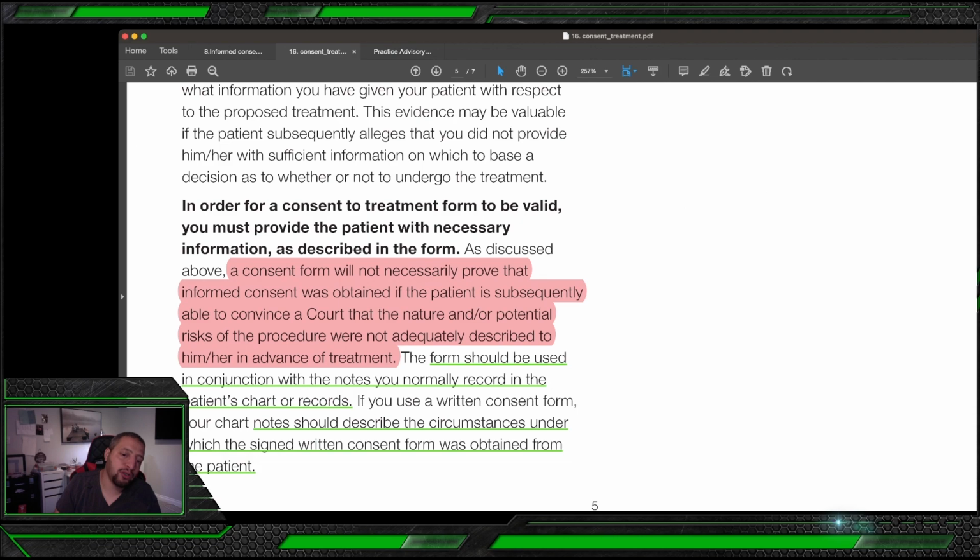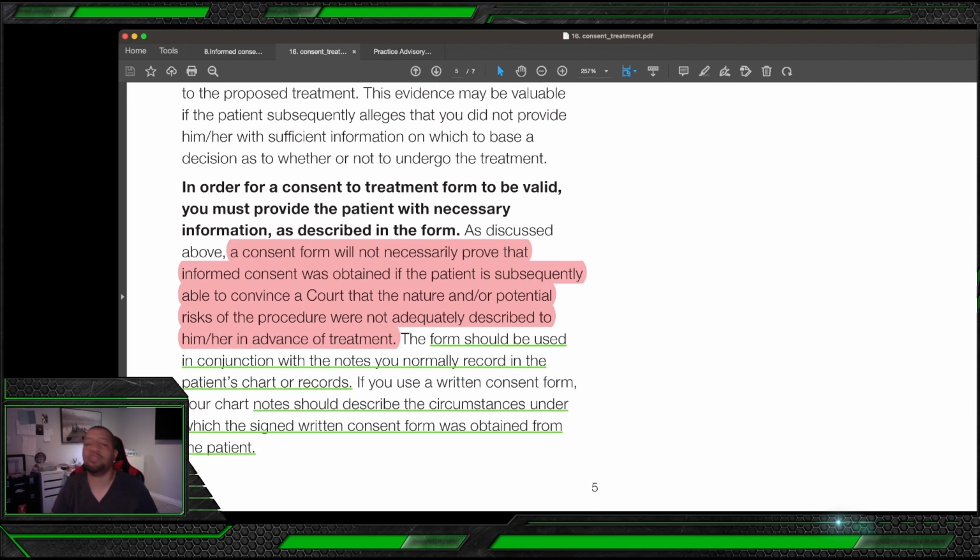So there's a tricky part. The patient may say, okay, you didn't tell me everything. Then come the notes, very effective in this part. The form should be used in conjunction with the notes you normally record in the patient chart or record. If you use a written consent form, your chart notes should describe the circumstances under which a signed written consent form was obtained from the patient.